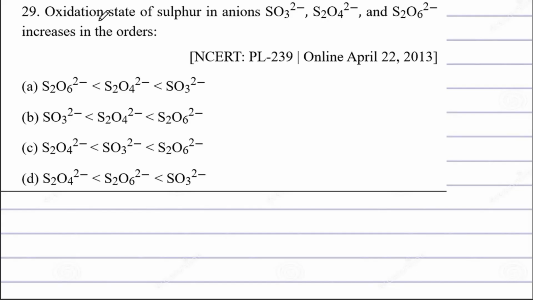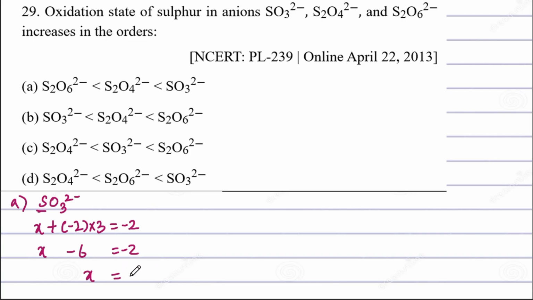Next question is, oxidation state of sulfur in anions SO3 2-, S2O4 2-, and S2O6 2- increases in the order. First, SO3 2- is given. Let us find the oxidation state of sulfur. X plus -2 into 3 equal to the charge -2. So x -6 equal to -2. So when you solve this, you will get x equal to +4. Let us find the oxidation state of the next compound.